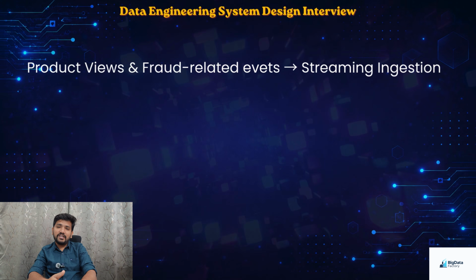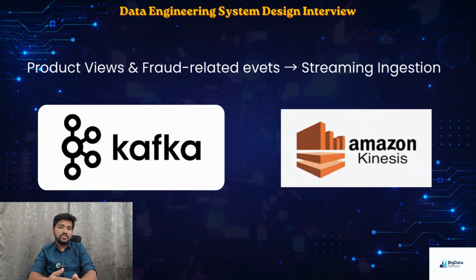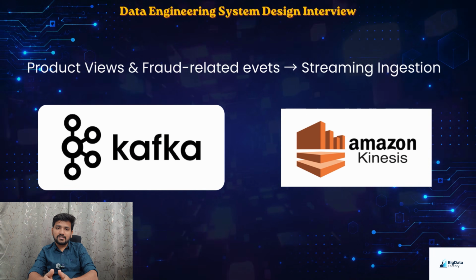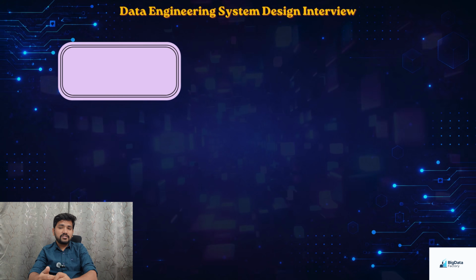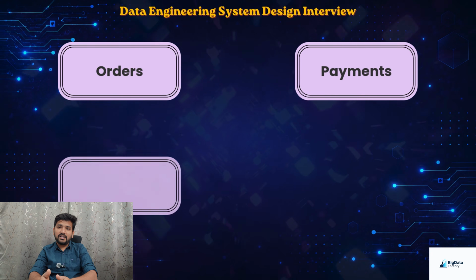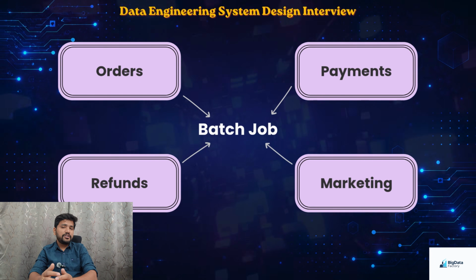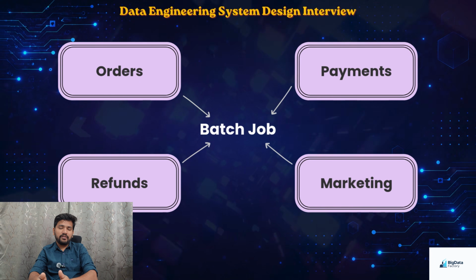For ingestion, I would not use the same approach for everything. This is where trade-offs matter. For product views and fraud-related events, I would use streaming ingestion, something like Kafka or Kinesis. Why? Because fraud detection needs low latency. But for orders, payments, refunds, and marketing data, hourly or scheduled batch ingestion jobs might be enough.